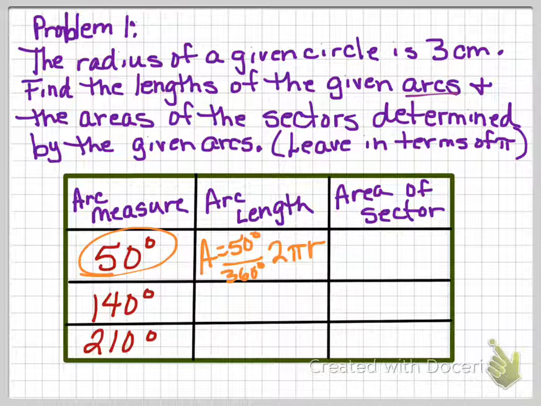So the area of our sector is A equals, again, our fraction of our circle, 50 degrees over 360 degrees, times, in this case, pi r squared. So those are the formulas that we're going to use all the way down.